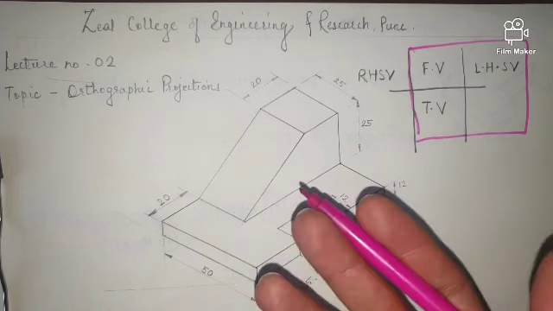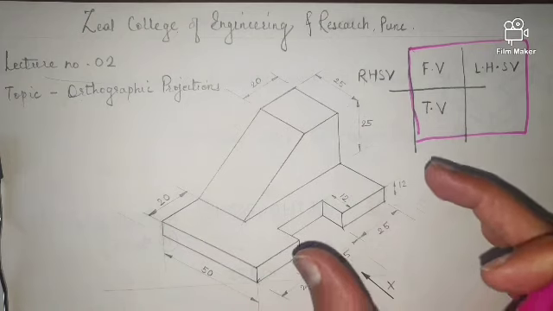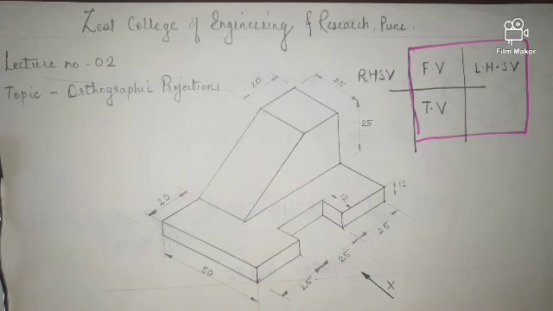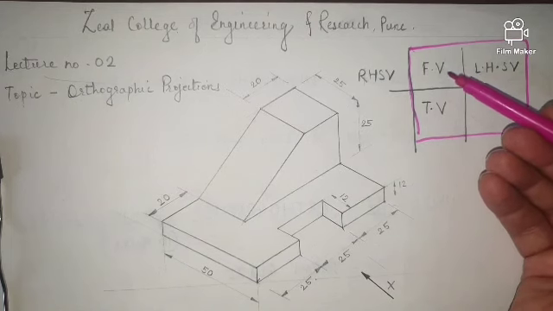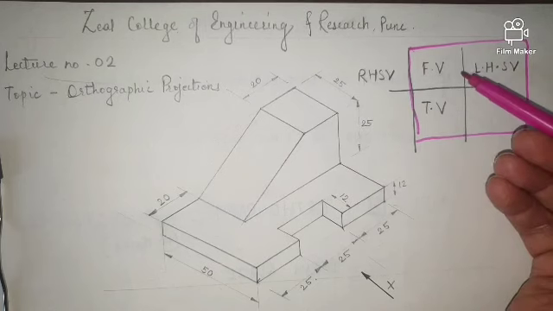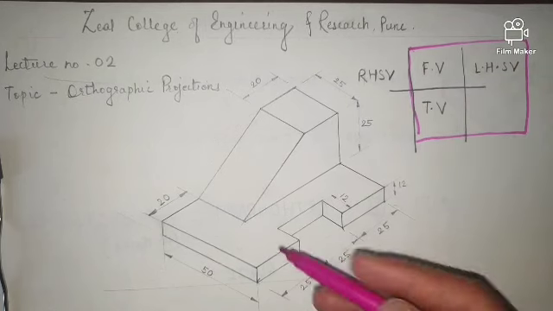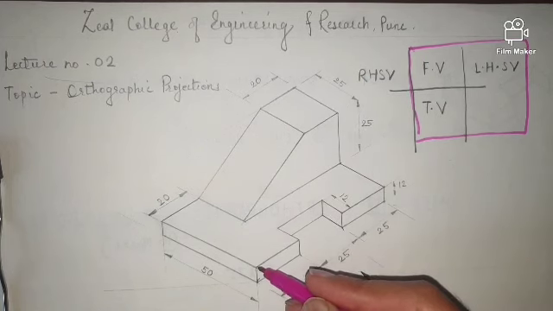In orthographic projections, what we are doing is converting the three-dimensional object into multiple two-dimensional views. And which are those views in this case? The views are the front view, the top view, and the left-hand side view. So we'll start with the front view. What we can see in the front view is this surface.